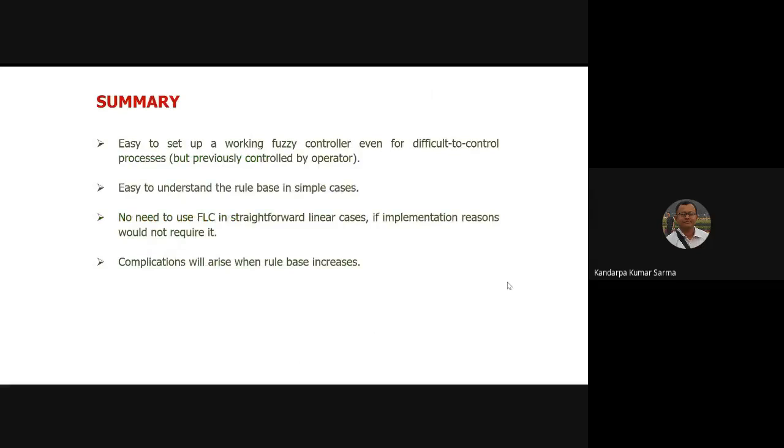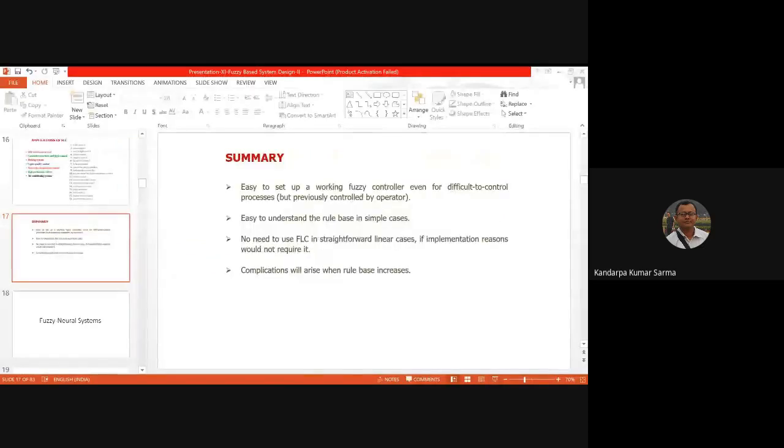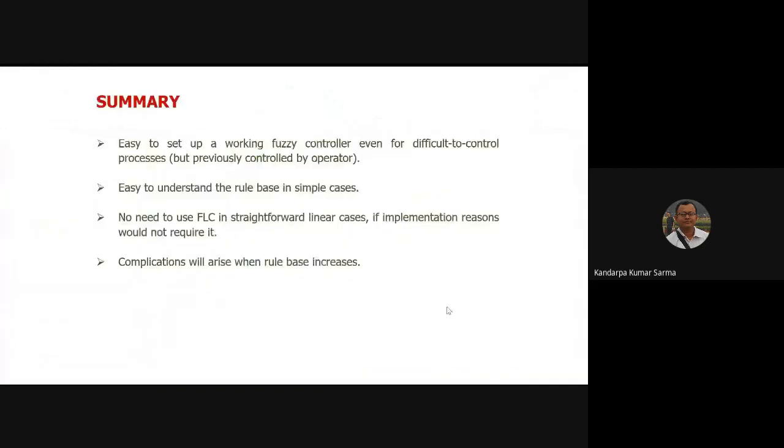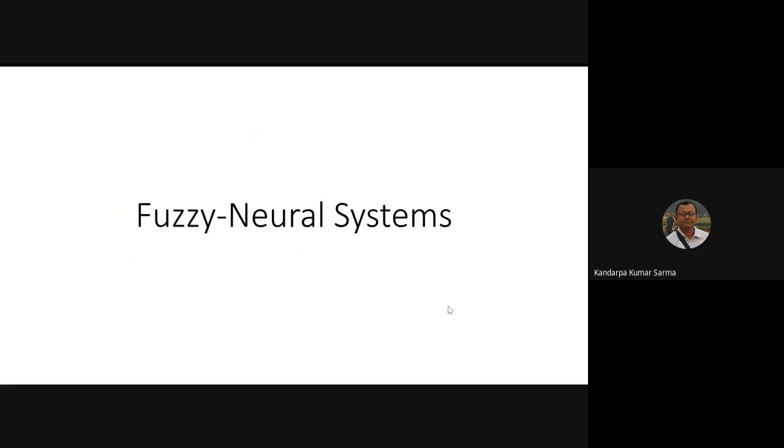So this part we can summarize. It's quite simple to work with a fuzzy logic controller, and that can be configured for difficult to control processes. It's quite simple to understand the rule base in simple cases. Then there's no need to use a fuzzy logic controller in straightforward linear cases if implementation reasons would not require it. Complications will come up when the size of the rule base goes up.